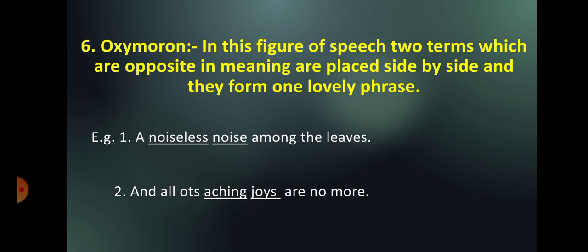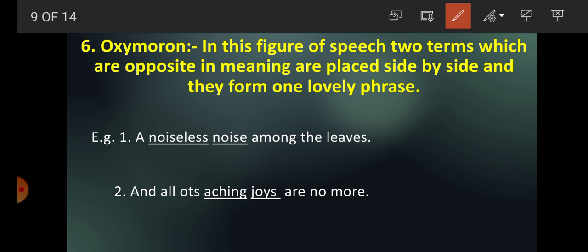Number 6, oxymoron. Students, what is oxymoron? In a figure of speech, two terms which are opposite in meaning are placed side by side. They are placed together. They form one lovely phrase. This is oxymoron. For example, example number 1: A noiseless noise among the leaves. The poet has used the words noiseless noise. They are opposite words, and they are written together. That's why this is the use of oxymoron.